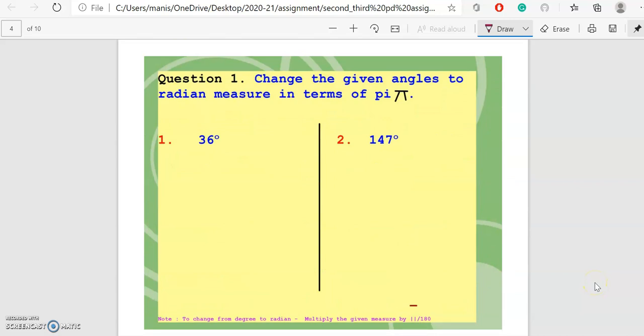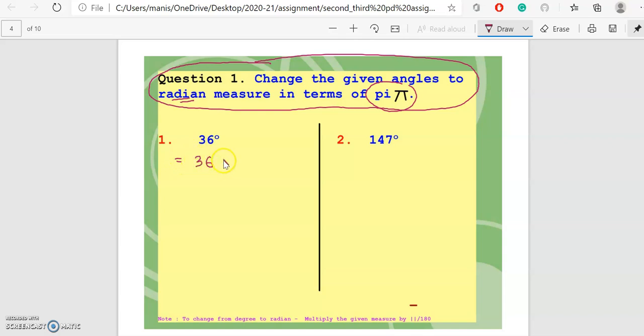Alright, so I want you all to go ahead and copy this question. But when I say copy the question, I mean I want you to copy where it says change the given angles to radian measures in terms of pi. Now you are changing from degrees to radian, so what you do is multiply your given number by pi over 180. When you write it like this, it means you can stretch this line over here. Mathematically it means 36 pi over 180. Now, do not do anything with pi because the question says they need the answer in pi.